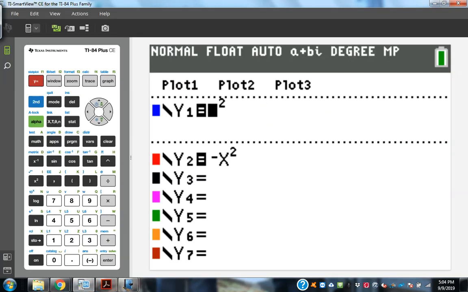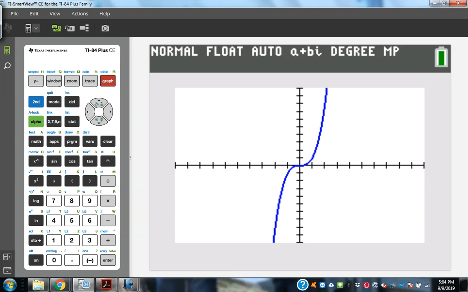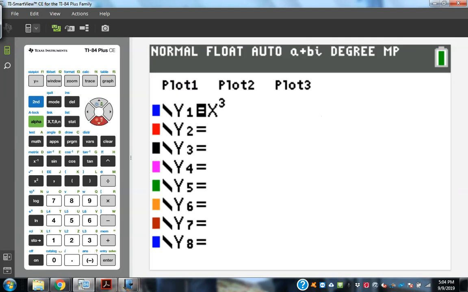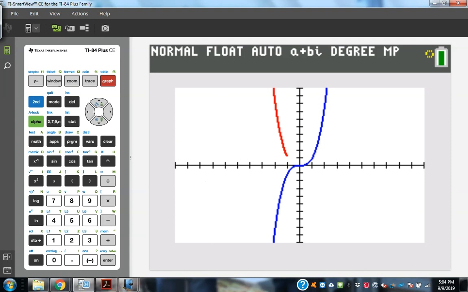So here I've got x raised to the third power. I'm going to clear that one out. X raised to the third. And then I'm going to clear this one. So here's the original function. That's the parent. And then I'm going to do the reflection across the y-axis. So that would be parentheses negative x parentheses raised to the third. To get that exponent, it's that little caret symbol on the right. And then I hit graph.